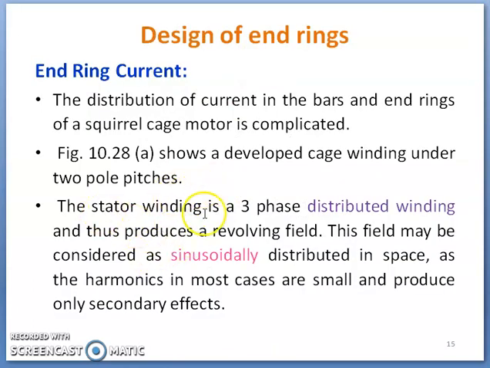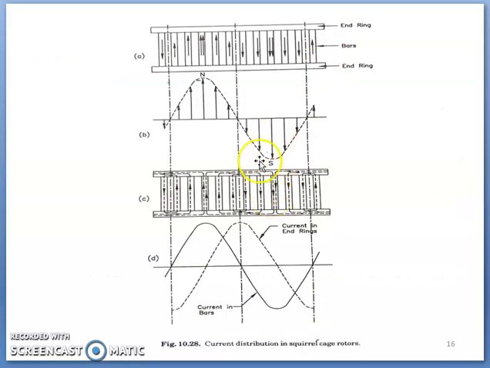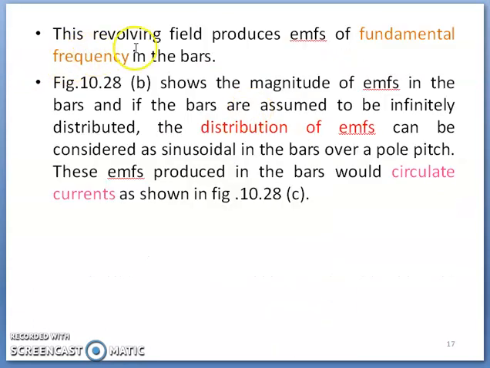The stator winding is a three-phase distributed winding and thus produces a revolving field. When a three-phase supply is given to the stator of the induction motor, because of the distributed winding there will be a revolving field, which is considered a sinusoidally distributed field in space. As the harmonics in most cases are small, they produce only secondary effects. Whatever EMF is produced due to that revolving field will be at fundamental frequency.